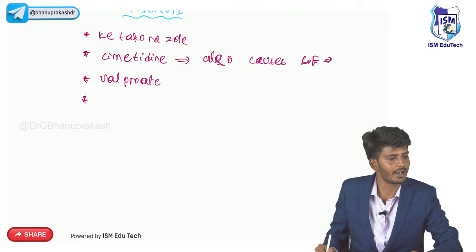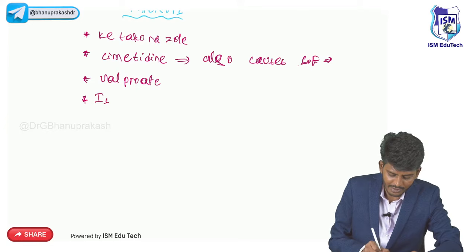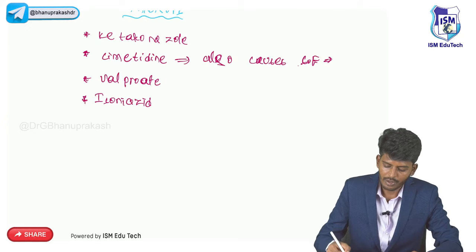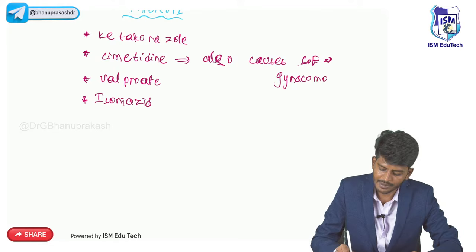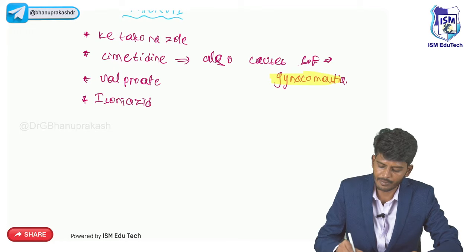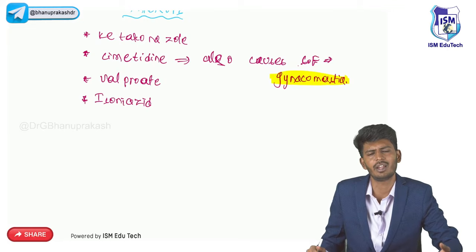There we had one anti-TB drug. Here also we have one more anti-TB drug. What is that anti-TB drug? Isoniazid. Now, the side effect is gynecomastia. Gynecomastia is a side effect caused by your cimetidine, again a very important MCQ, which was asked not in earlier times, but around 2019-20. Not a very old question.